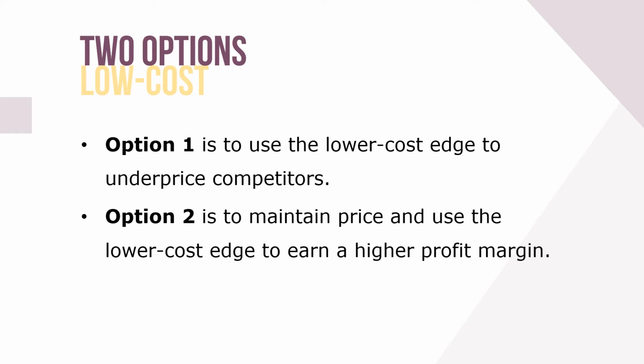A company has 2 options for translating a low-cost advantage over rivals into attractive profit performance. Option 1 is to use the lower-cost edge to underprice competitors and attract price-sensitive buyers in great enough numbers to increase total profits. Option 2 is to maintain the present price, be consistent with the present market share, and use the lower-cost edge to earn a higher profit margin on each unit sold, thereby raising the firm's total profits and overall return on investment.